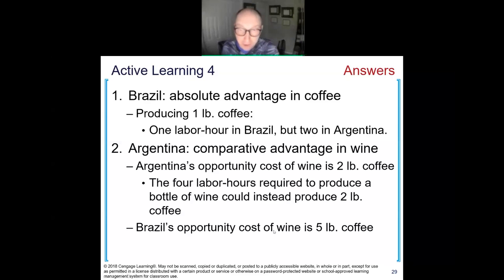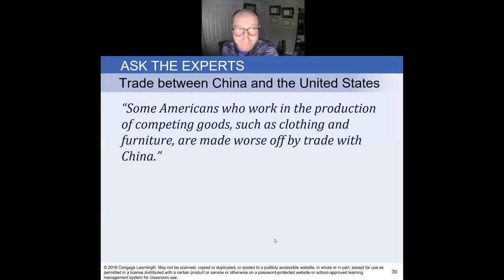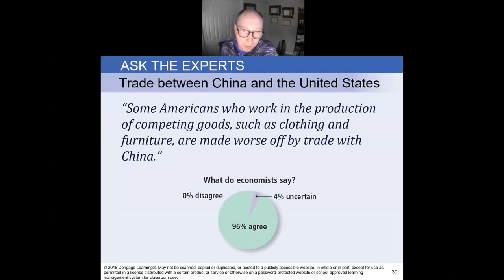And so the opportunity cost per bottle of wine is 5 pounds of coffee. It's the difference between the two, right? Okay.